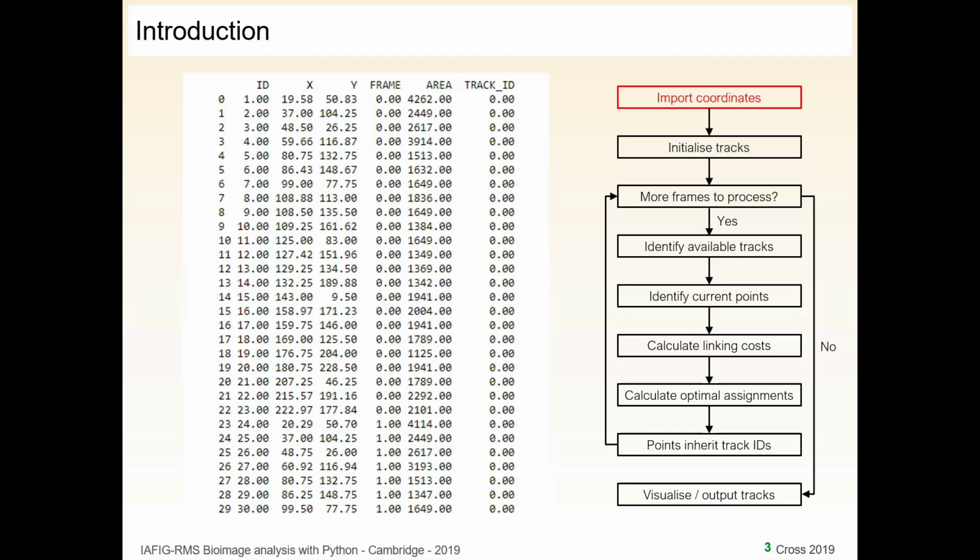We also have a column which indicates what the area, the measured area, was for each cell, and this is something we can use to enhance our tracking, i.e. trying to choose cells for linking which have similar area measurements. And then the final column here is just blank at the moment, so this is where our track IDs will go. So this is where the same cell in different time points will be given the same track ID.